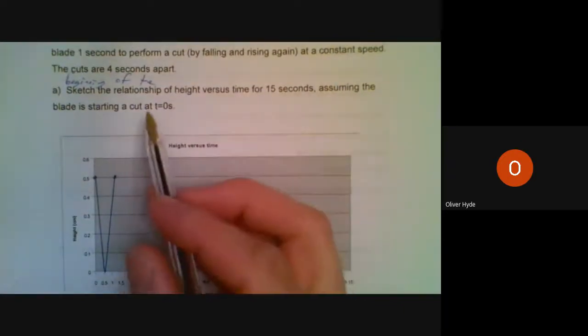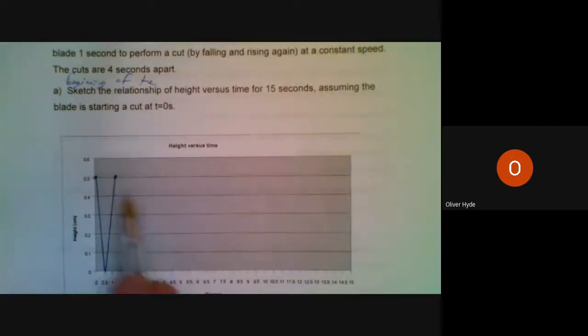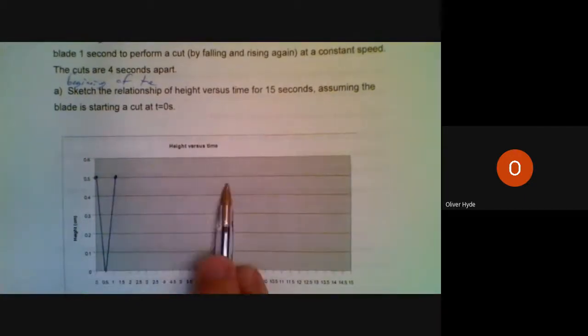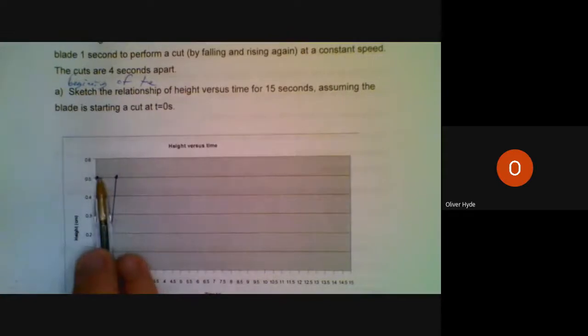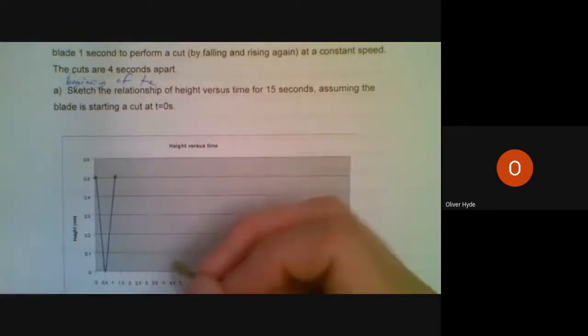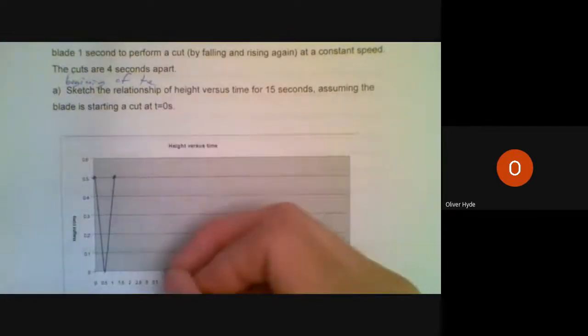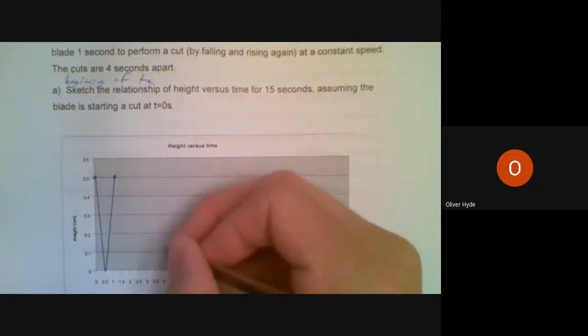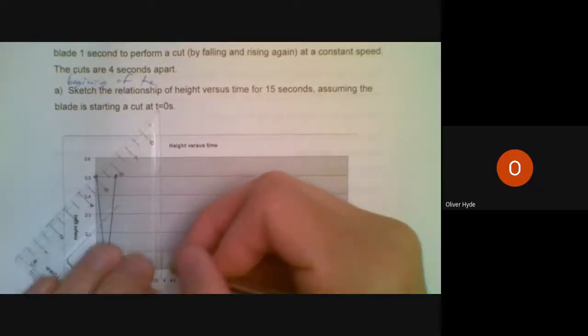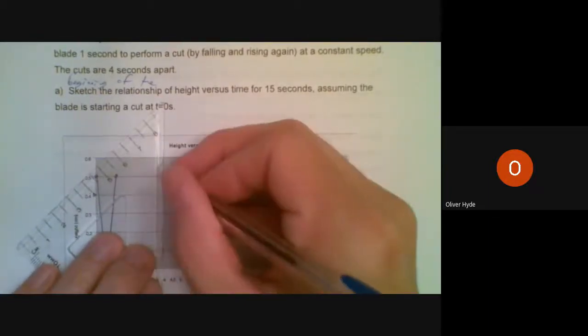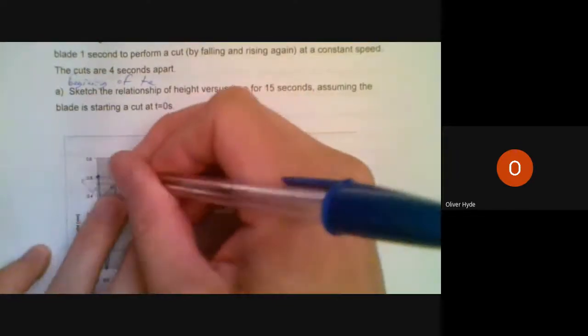And then if cuts are 4 seconds apart, I'm not going to be performing the next cut 4 seconds later. I'm going to say that the start of the next cut is going to be 4 seconds later. That's, again, a little bit ambiguous here, and that's not the kind of thing I want you worrying about on a quiz or on a test. So let's say that cut is beginning right there.